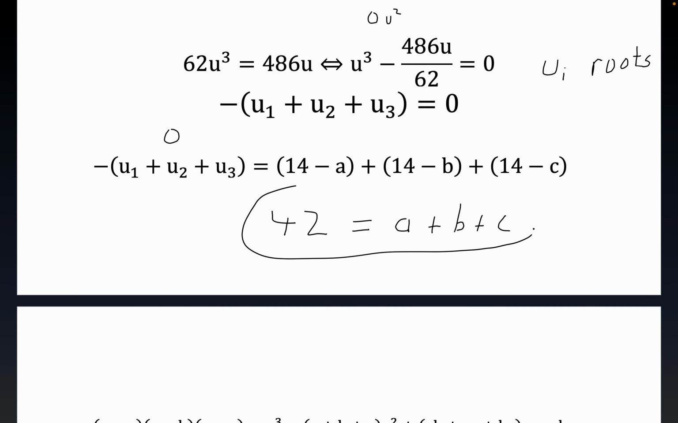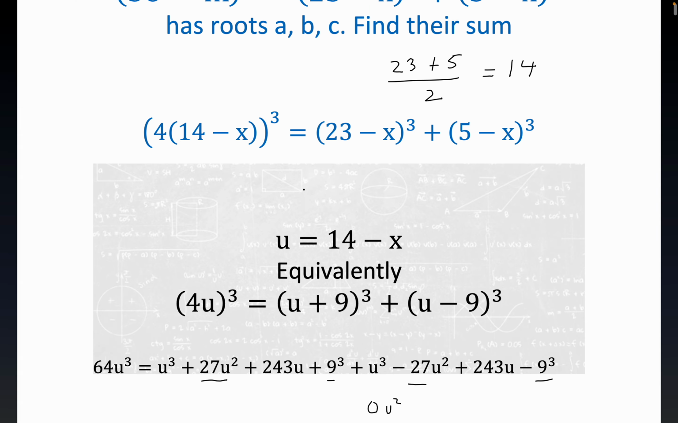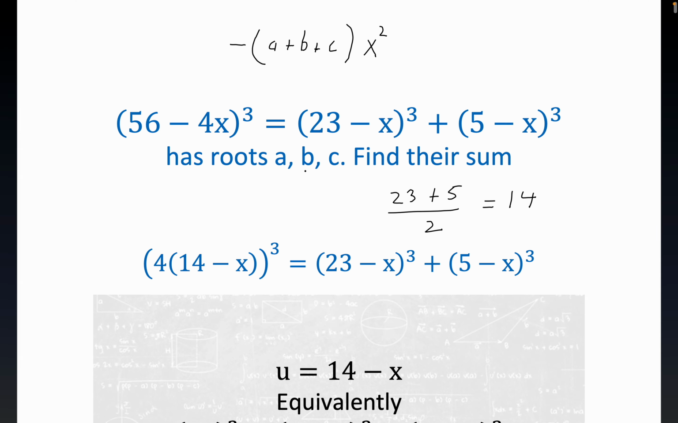Remember, we were looking for the sum of the zeros. A, B, and C are the zeros, so the sum is equal to 42. And y'all, again, I think this is an immense labor-saving way of doing things. You exploit symmetry. And again, the alternative would have been to expand.